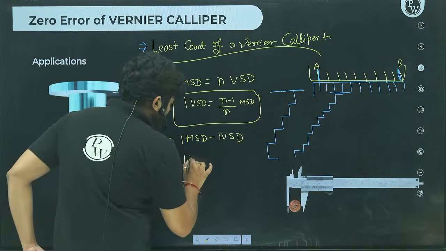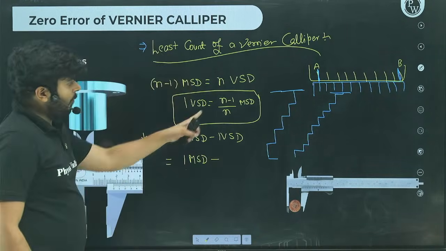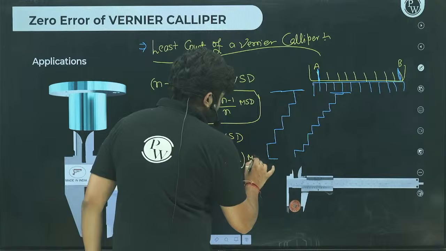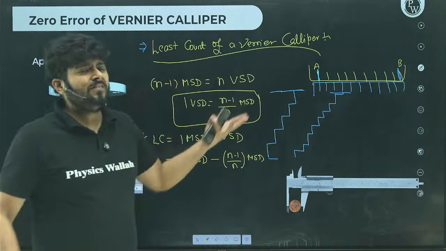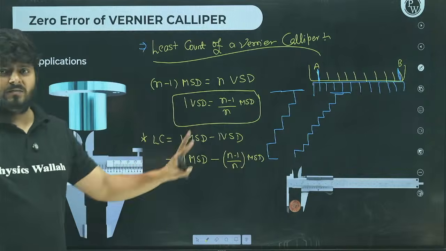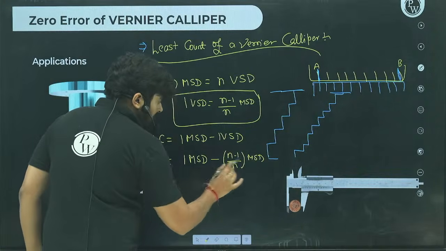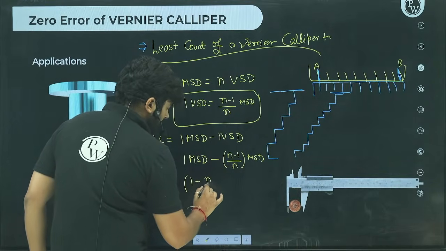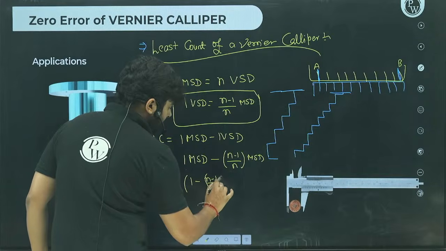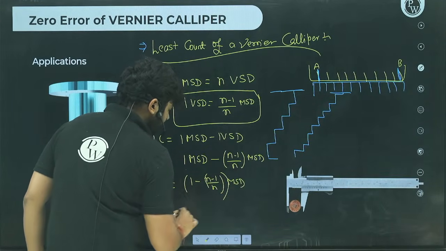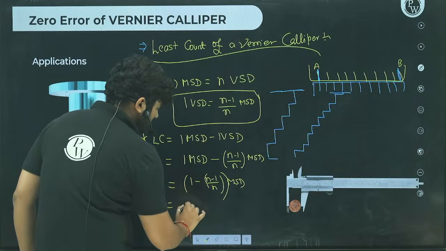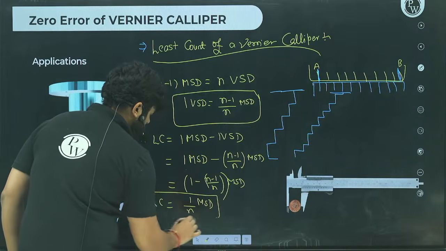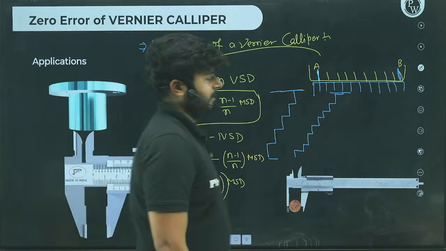So one main scale division minus one Vernier scale division, you have calculated (n minus 1) upon n main scale division. One main scale division could be of a centimeter, could be of a millimeter, whatever, right? So it will come out as 1 minus (n minus 1) upon n main scale division. So n minus n plus 1, so 1 upon n main scale division. This will be the least count of this particular Vernier caliper.